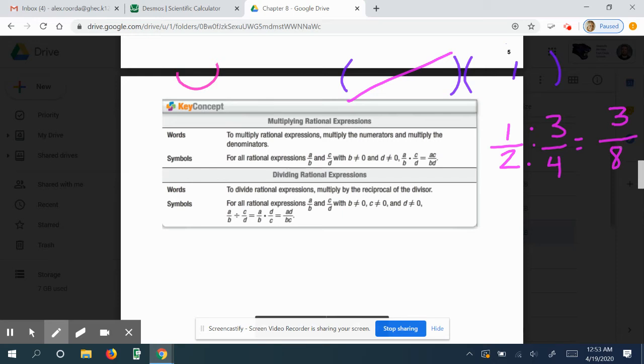And we can also divide fractions. Remember, here's an example. If I have 2/3 divided by 3/4, right?